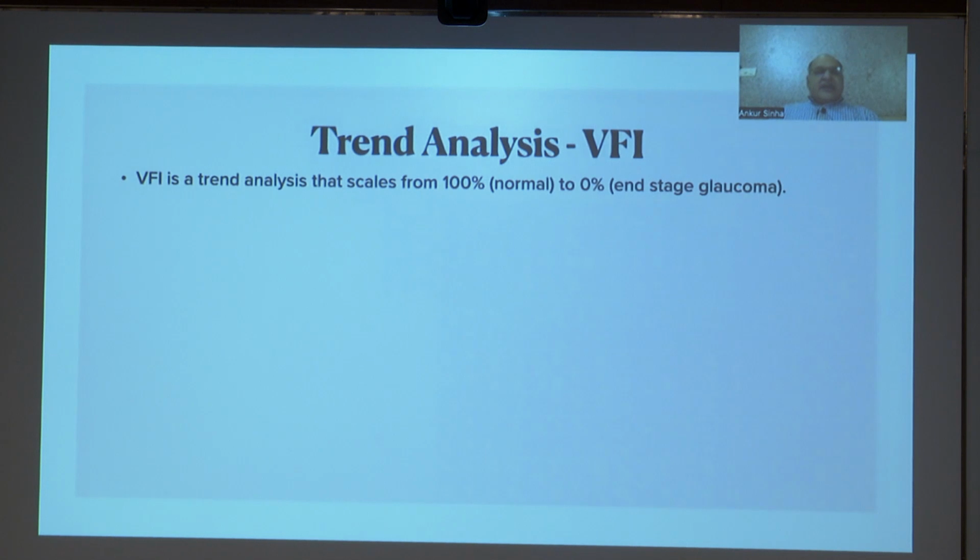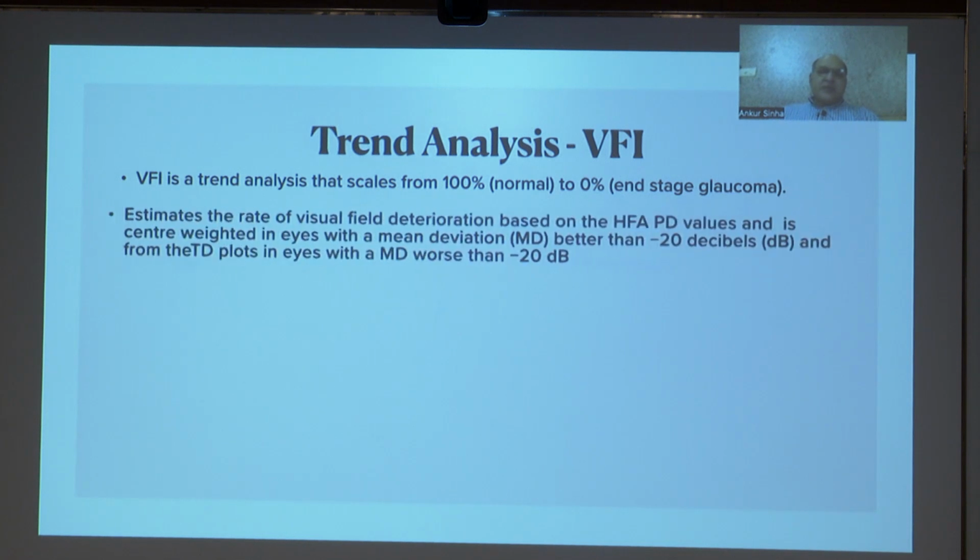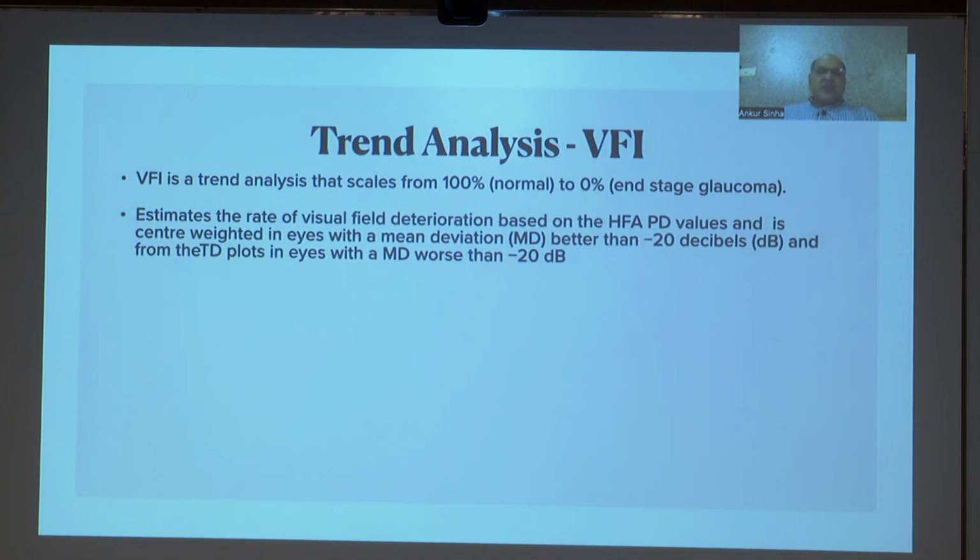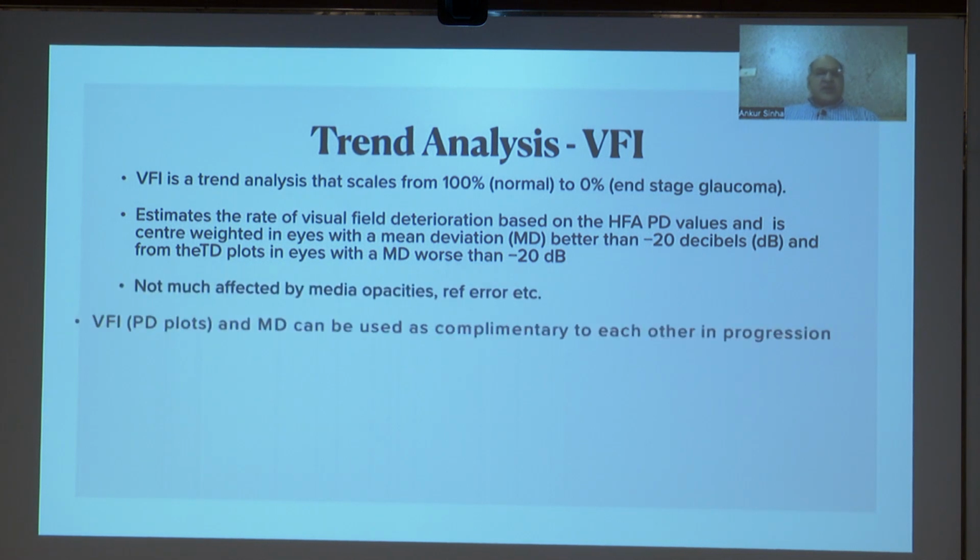Now, trend analysis, we have another option of VFI. VFI ranges from a scale of 100 to 0, that is normal to end-stage glaucoma. With better sensitivity, the VFI includes the pattern deviation plot, that is when the sensitivity is better than 20 decibels. If the sensitivity is less than 20 decibels, the VFI includes the total deviation plot.